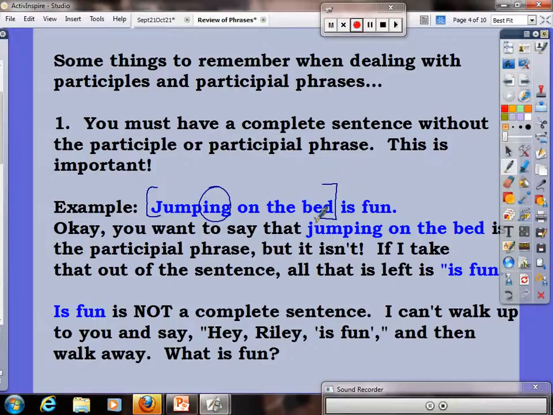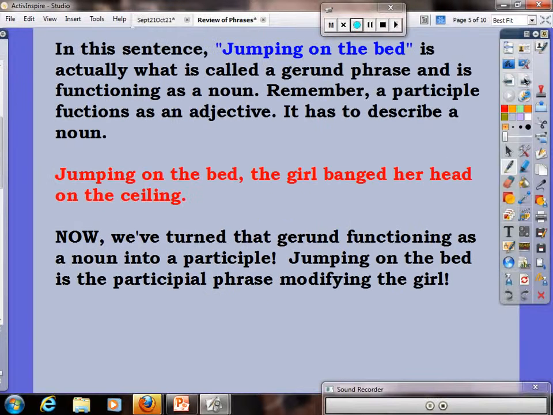But this is not a participle in this case. If I take that out of the sentence, all that's left is fun. So if I take jumping on the bed out, all I have left is fun. So is fun is not a complete sentence. I can't walk up to you and say, hey, Riley, is fun, and then walk away, because what is fun? In this sentence, jumping on the bed is actually what is called a gerund phrase, and it's functioning as a noun, it's functioning as a subject of the sentence. Remember that a participle functions as an adjective, and so it has to describe a noun.